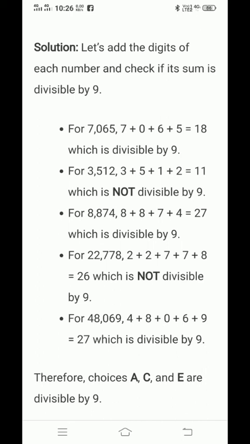Okay, 7065. When you add all the digits, you will get 18, which is divisible by 9. When you add 3512, you will get 11, which is not divisible by 9. When you add 8874, you will get 27, which is divisible by 9. When you add 22778, you are getting 26, which is not divisible by 9. And at last, 48069, when you add, you are getting 27, which is divisible by 9. So the choices A, C and E are divisible by 9.